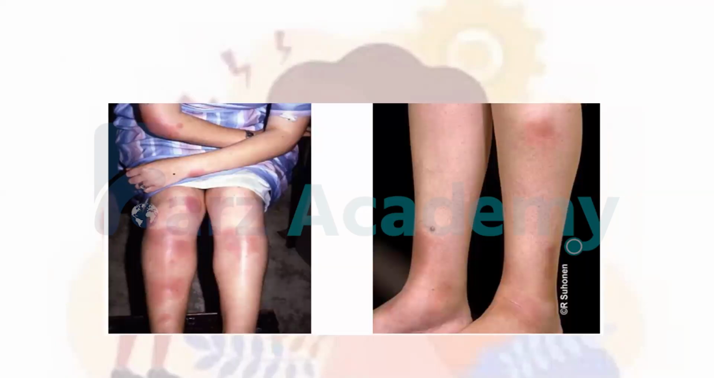So these are image examples of erythema nodosum. You can see the red nodular lesions that are seen over the forearm and the shin. These are the most common regions that are affected by it, and they appear as nodular swellings which are tender.